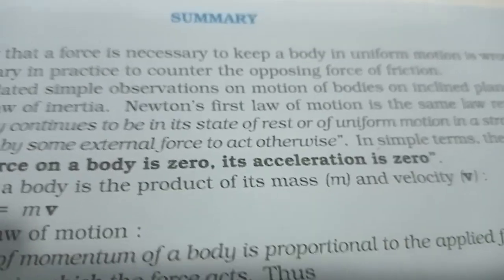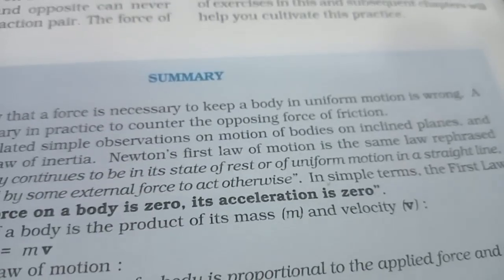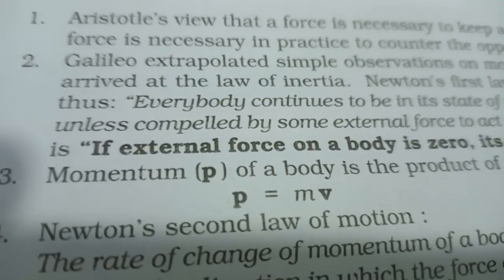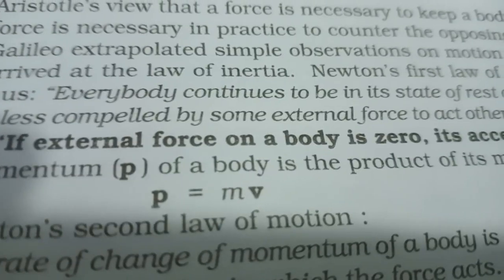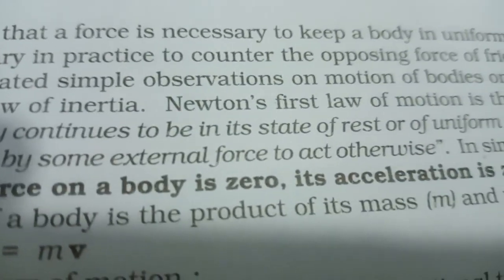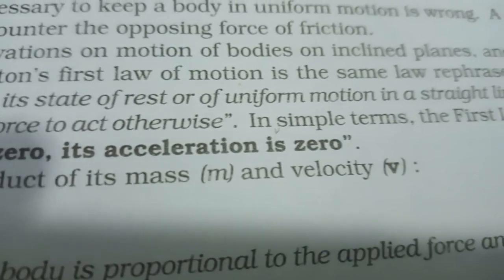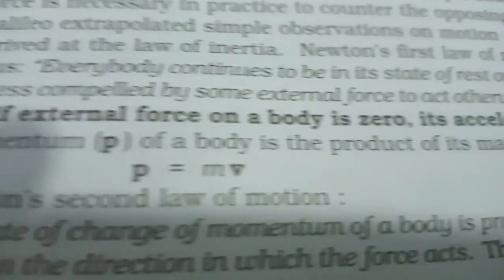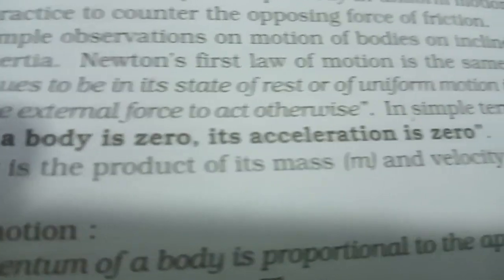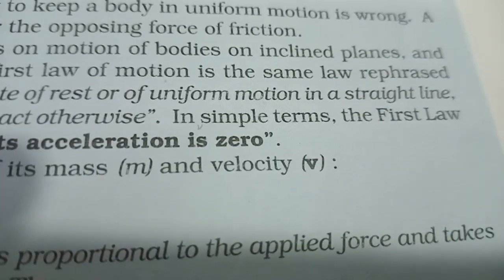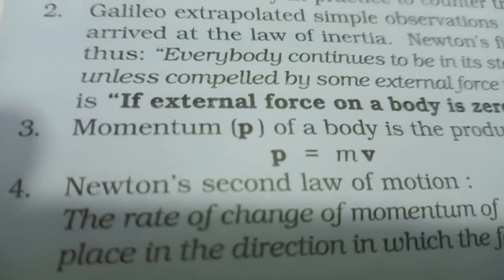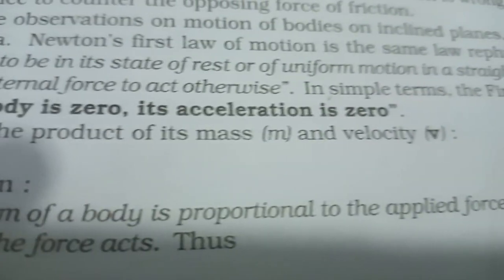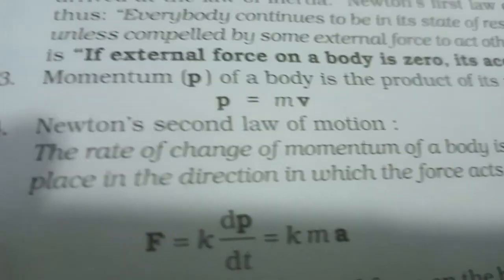Newton's first law of motion is the same law rephrased. Thus, everybody continues to be in its state of rest or of uniform motion in a straight line, unless compelled by some external force to act otherwise. In simple terms, the first law is: if the external force on a body is zero, its acceleration is zero.